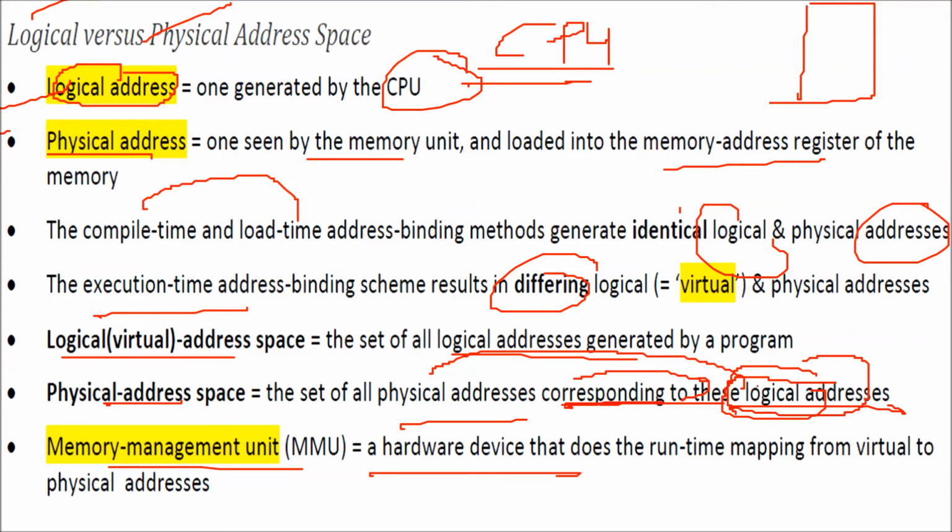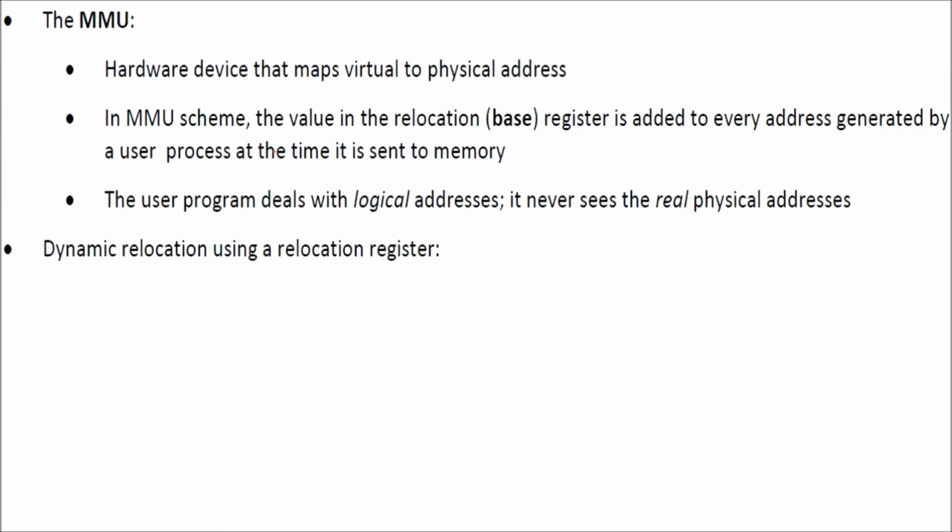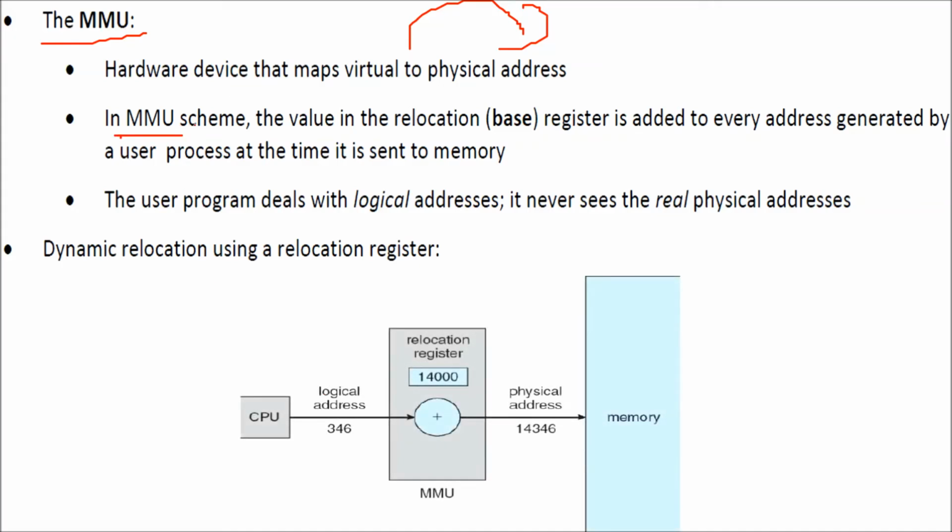So this is a hardware device that does the runtime mapping from your virtual or logical address to the physical address, because the physical address is the actual address. What does this MMU do? This is the memory management unit. So the hardware device that maps virtual to physical addresses is the memory management unit. I'll show you with the diagram.